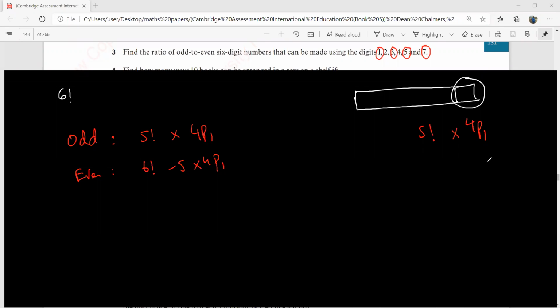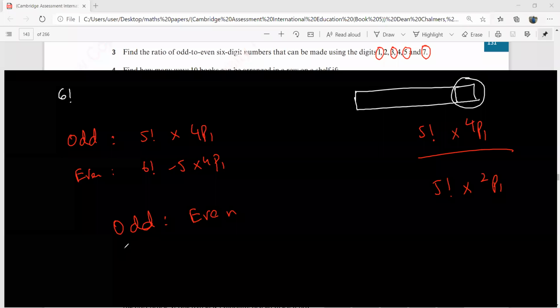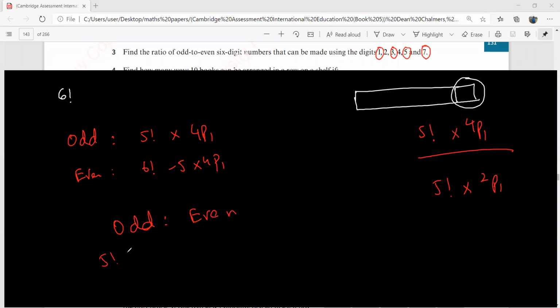That will not take so long. So for the even, how many options do you have here? 2. This is 2p1, and this is going to be 5 factorial. Let's find that, odd to even. So this is odd. So that is going to be 5 factorial times 4p1, ratio 5 factorial times 2p1. So we can cancel out the 5 factorial with the 5 factorial.